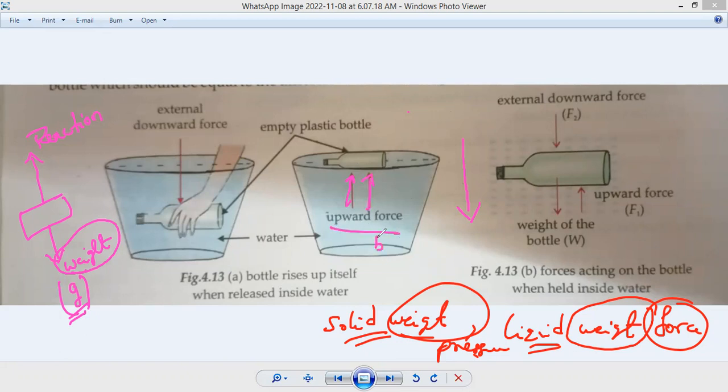This upward force is by whom, guys? By water it is acting. Understanding? So this upward force is greater than the weight of the bottle. All of you should remember the upward force which is exerted by whom? Mr. Kaushik? By water, it is greater than the weight of the bottle. So that is why the bottle is coming to the surface or it is settled down.